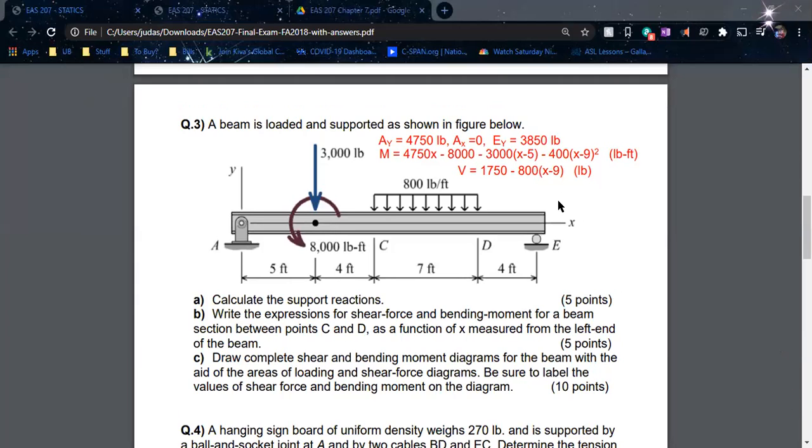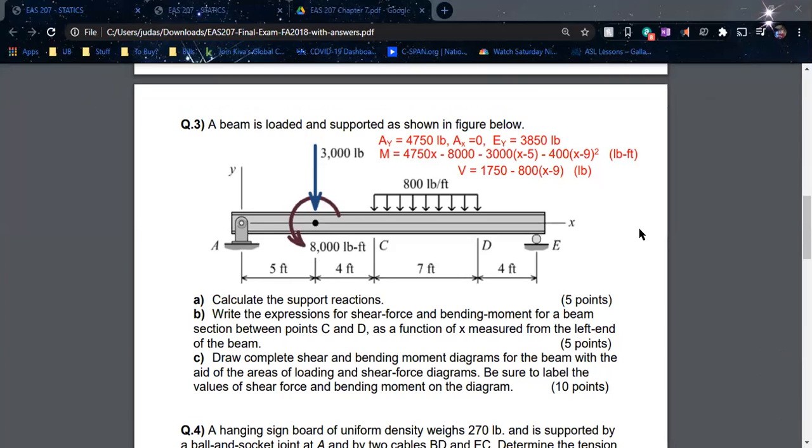Okay, so in this video, I'm going to be talking about beam problems. Specifically, I'm looking at question 3 from the 2018 exam. I'm going to go through this one in depth, but all the concepts that I use should be applicable to any beam problem that you're going to get. And I'm going to go through parts A, B, and C.